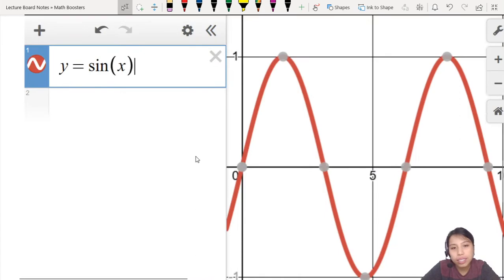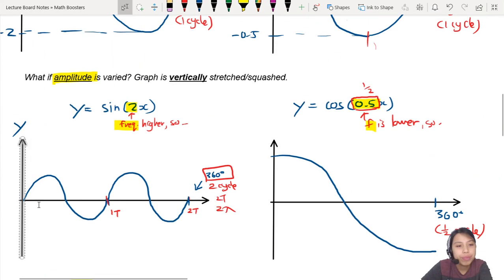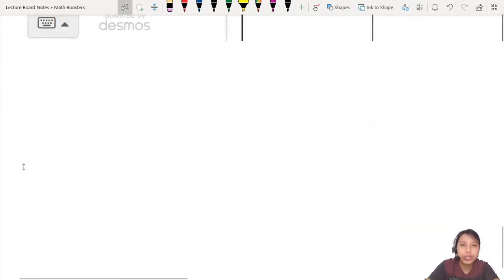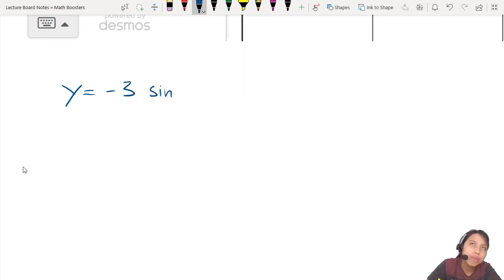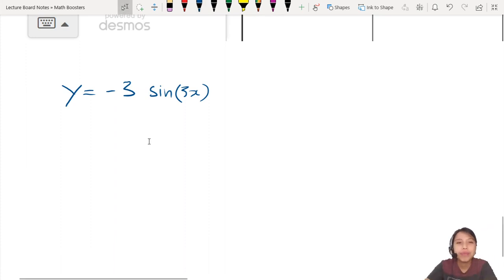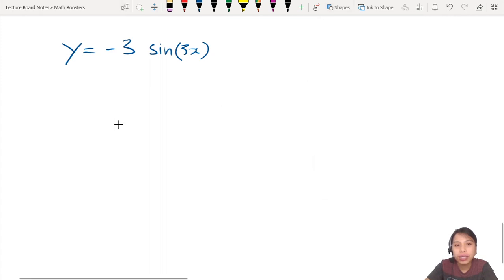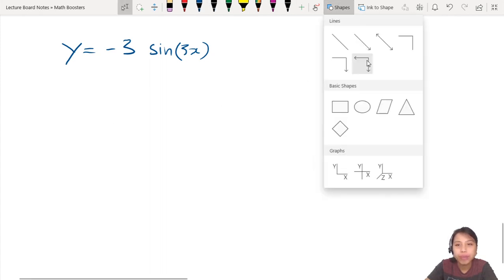Now, for a challenge, let me put it down here. Challenge time, you try and draw and see. If I ask you to draw y equals negative 3 sine 3x, without using a graphing software, can you figure out how to draw this? Can you think of an idea? Take a piece of paper, sketch and see. What would be a way to draw this while I draw the axis for you? At least try. You try and see first.